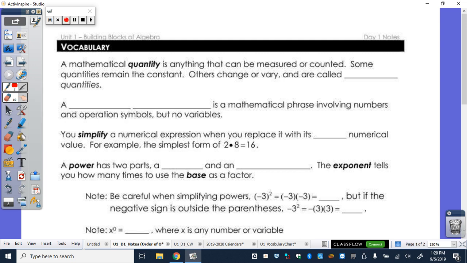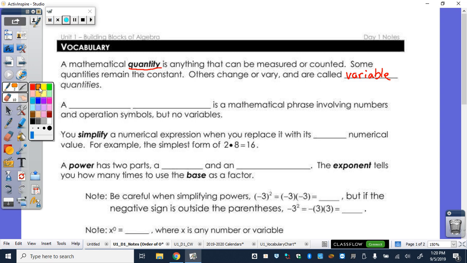So a mathematical quantity is anything that can be measured or counted. Some quantities remain constant. For example, 4 is a quantity that remains constant. It is always going to be a 4. Others change or vary and are called variable quantities. Those ones aren't always the same. Most times our variable quantities are represented by letters, like X, A, Y, Z. You could use symbols. I think it would be awesome if math all of a sudden started putting smiley faces and stars everywhere instead of letters, but nobody jumped on board with that for me.